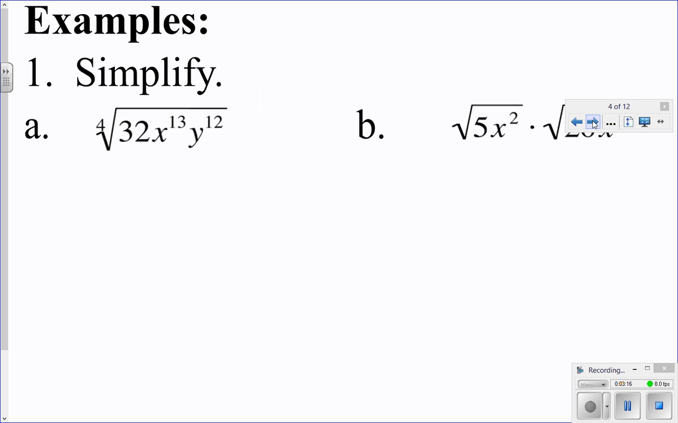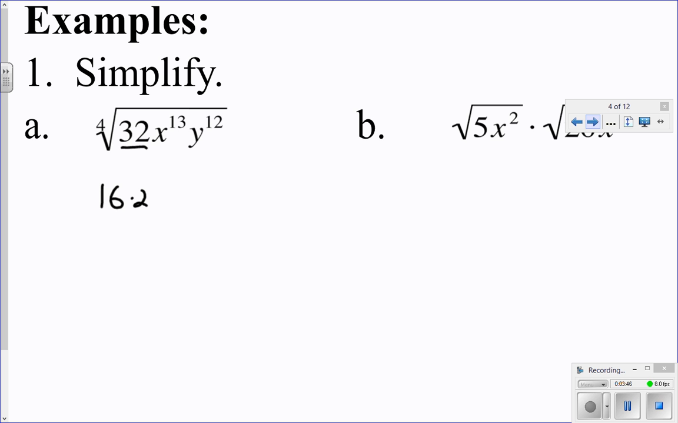So, first example. If we want to simplify these radicals, for part A, anything that is a perfect fourth power, we're going to want to make sure we factor that out. Again, I'm thinking about things that go perfectly into 4. So I know that 16 can be 2 to the 4th power, so 16 times 2 is going to be equivalent to 32.